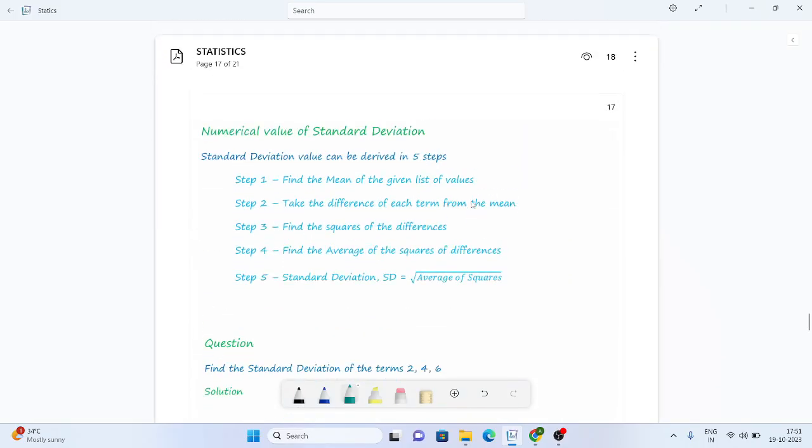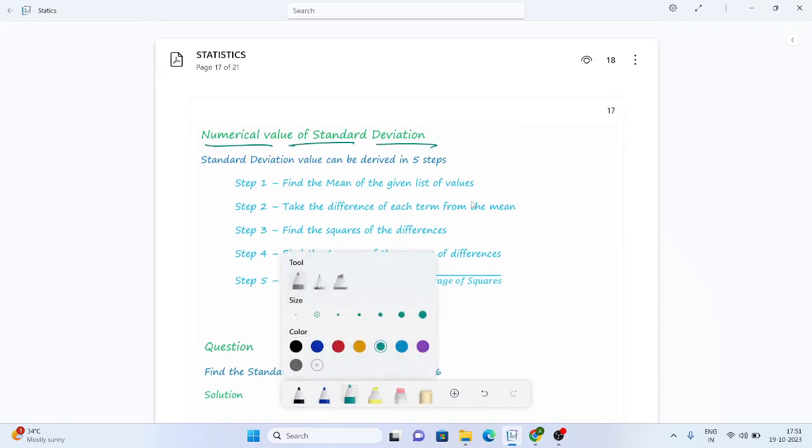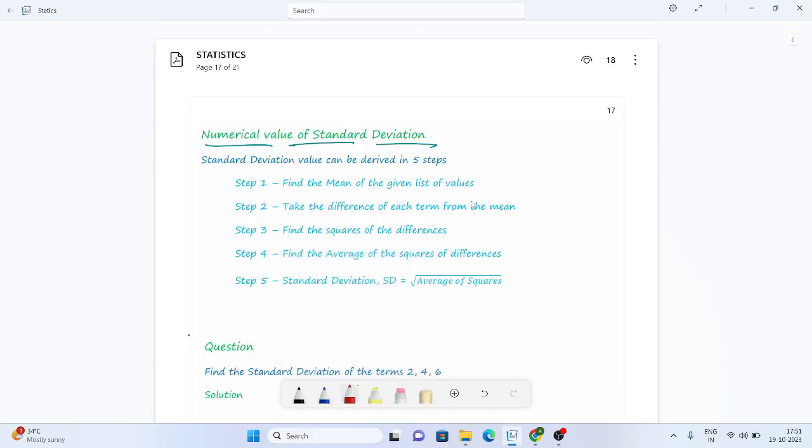Done? Okay. So if you want to calculate the numerical value of standard deviation, how do we calculate this? They generally don't ask, but if they ask, you have to find this. The first two steps we already did. Find the mean of the given list of values, then take the difference of each term from the mean, then find the squares of the differences. Step 4 is to find the average of the squares of the differences, and then the standard deviation is the root of the average of the squares. So these are the 5 steps you follow to find the numerical value of standard deviation. So make a note of this, and then we do one example here.